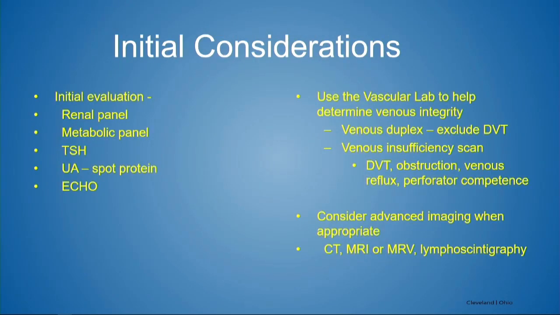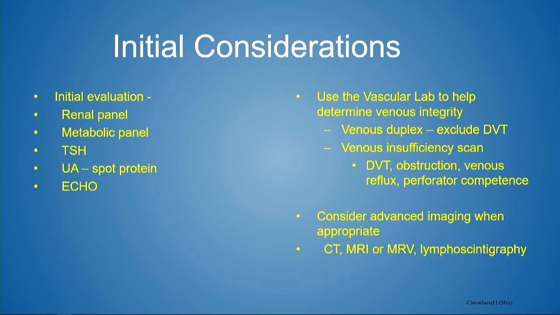Initial evaluation should include at least what you have available to you, and you don't have to redo these if you have them available, but renal panel, metabolic panel, thyroid function, urine spot for protein, and an echocardiogram for patients with bilateral lower extremity swelling I think are important.